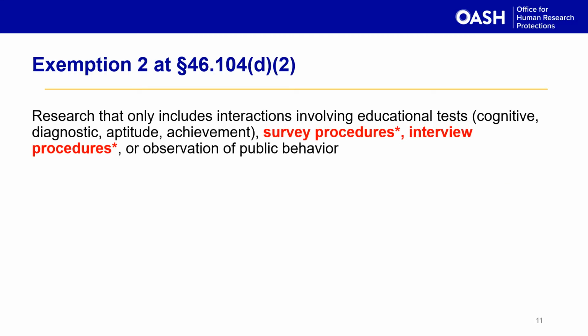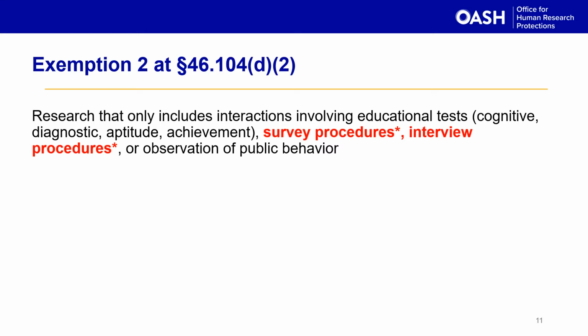Let's look at Exemption 2. You'll note right from the beginning of the text, the types of research interactions are limited. Exemption 2 only applies to educational tests, surveys, interviews, and public behaviors. These are interactions. Interventions do not fall into Exemption 2.